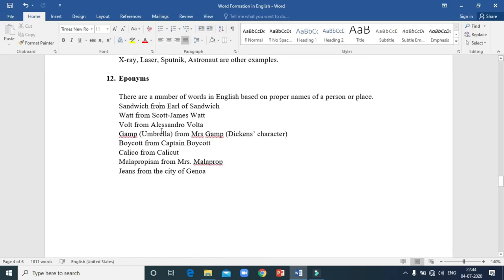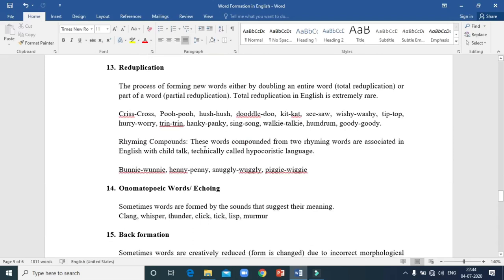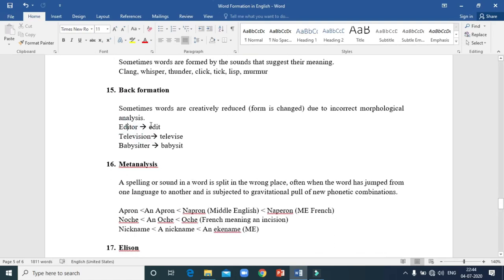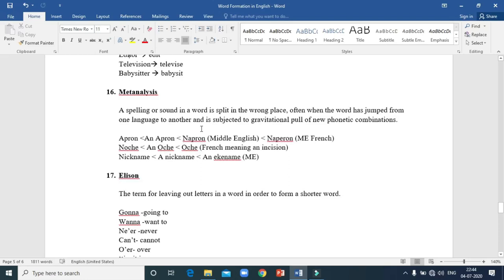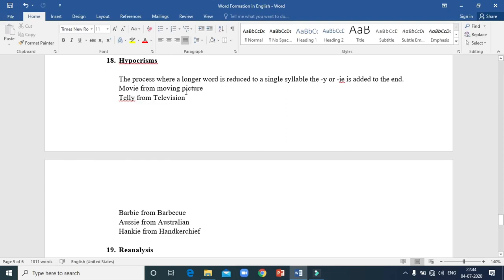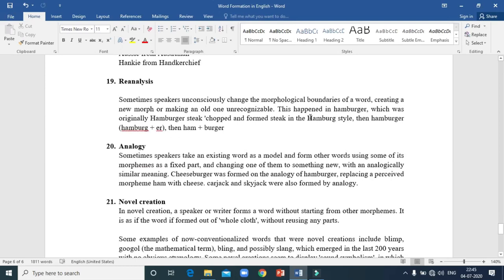Reduplication, a word or part of a word is doubled. Onomatopoeic words, sound is the sense. Back formation, we form a verb from the noun. Okay, metanalysis, you know what that is. A word is split in the wrong place. Elision, a number of letters are left out. Hypocorism, a word is split into a single syllable, then Y or IE is added. Reanalysis, morphological boundaries of a word are changed.